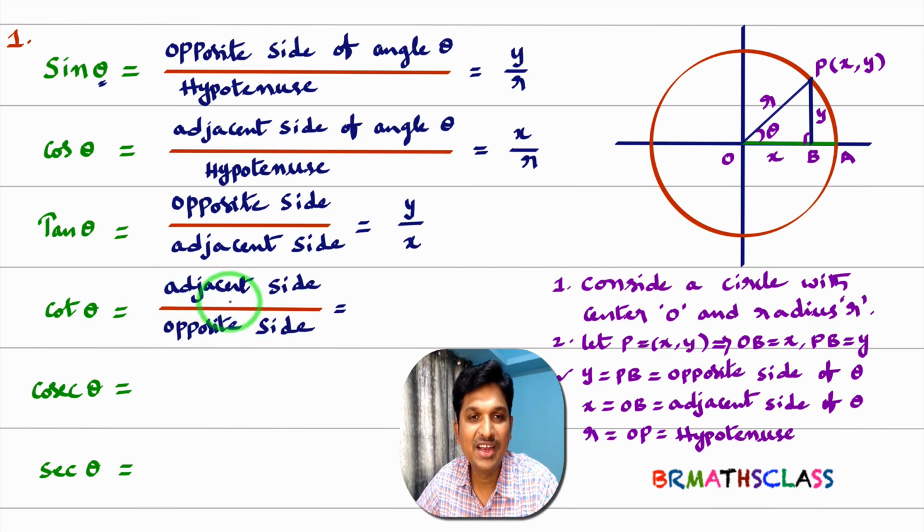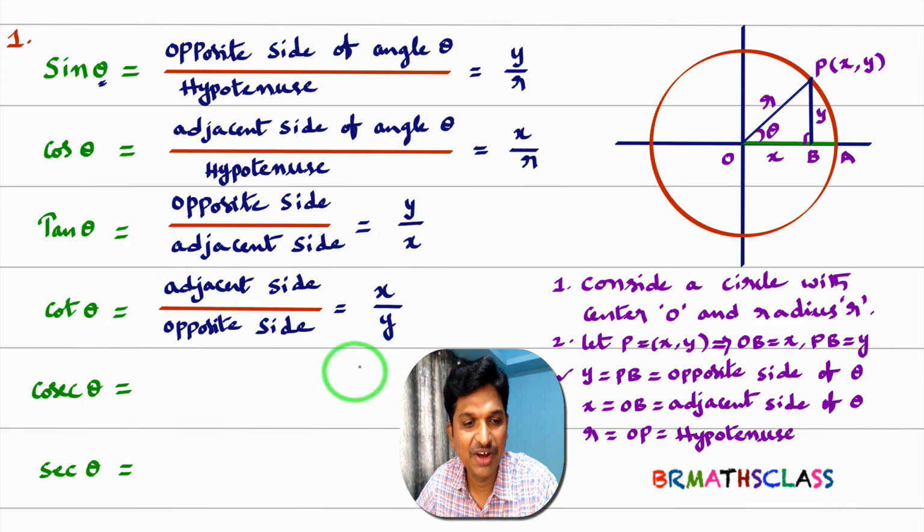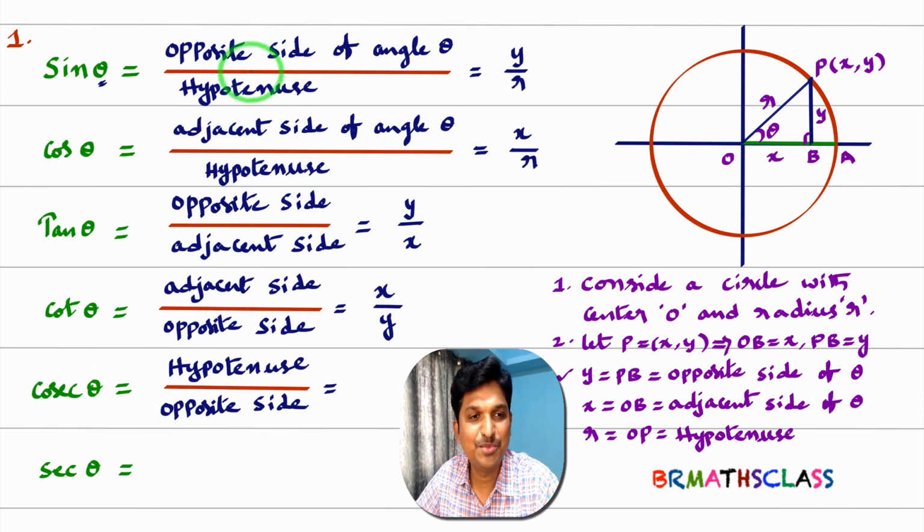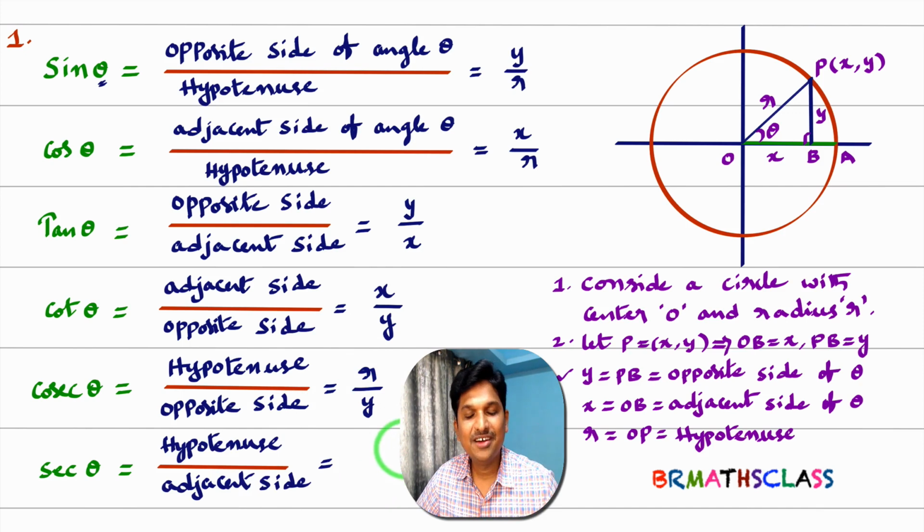Cot theta, how is it defined? It is defined as the adjacent side divided by the opposite side. As per the diagram, the adjacent side is X and the opposite side is Y. So tan theta is defined as Y by X, and cot theta is defined as X by Y. Cosecant theta is the reciprocal of sin theta. It is defined as hypotenuse by opposite side, that is R divided by Y. Secant theta is defined as hypotenuse by adjacent side, that is R divided by X.